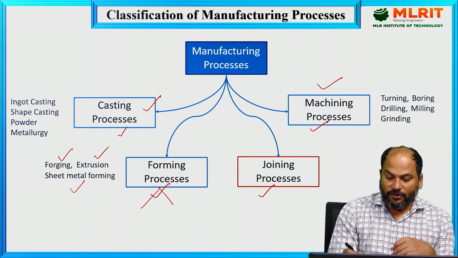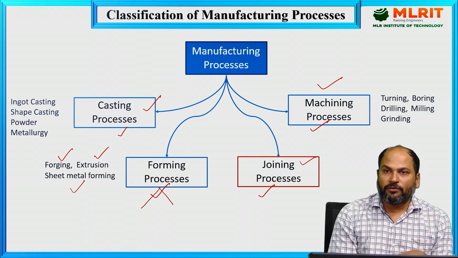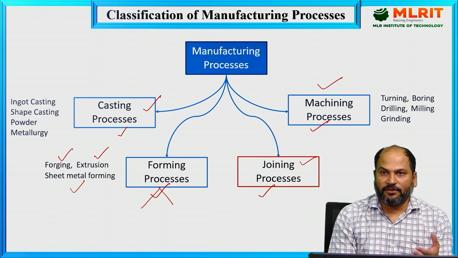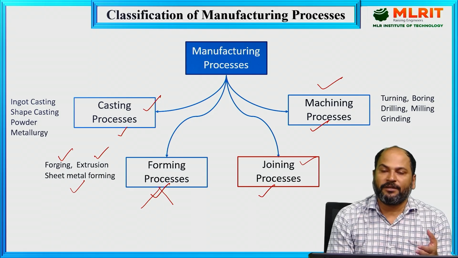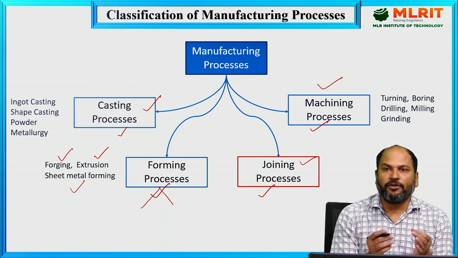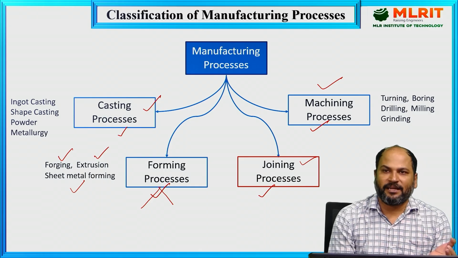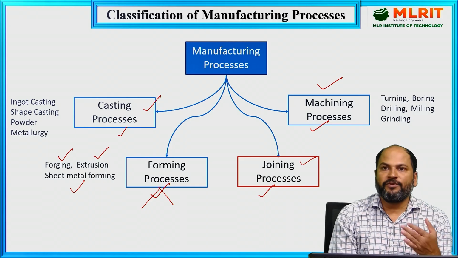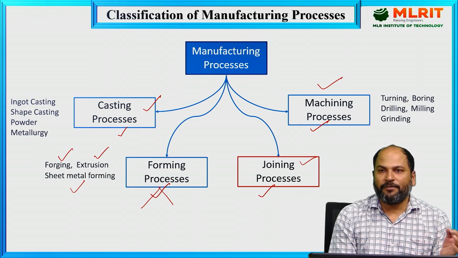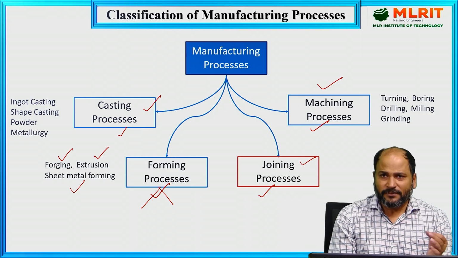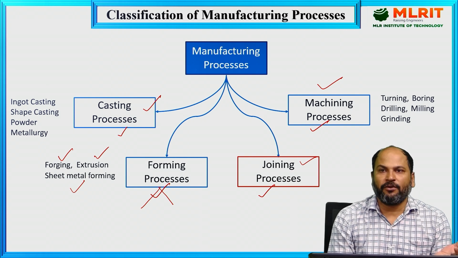Today what we are going to discuss is the fourth manufacturing process, which is the joining operation. It means we have to join two or more specimens together. Different techniques and different methods are there through which we can do this. In joining also, there are actually two types. It may be permanent joining, or it may be temporary or semi-temporary joining.